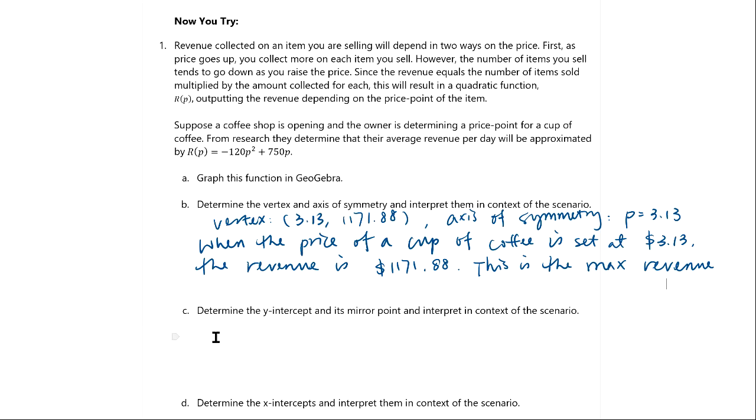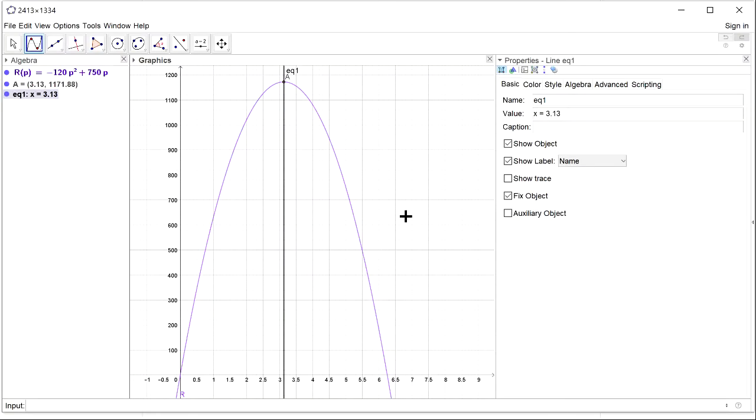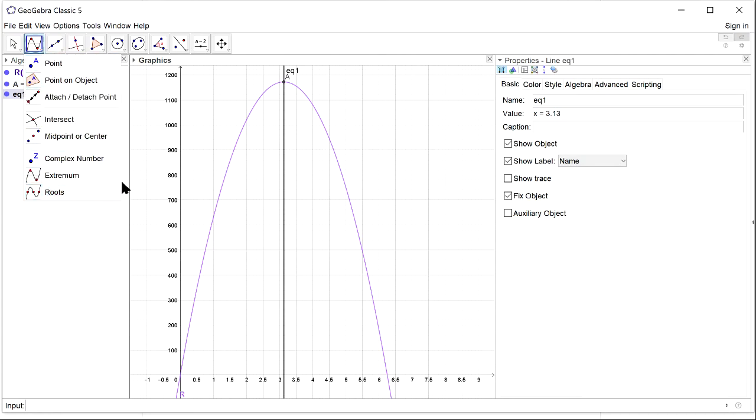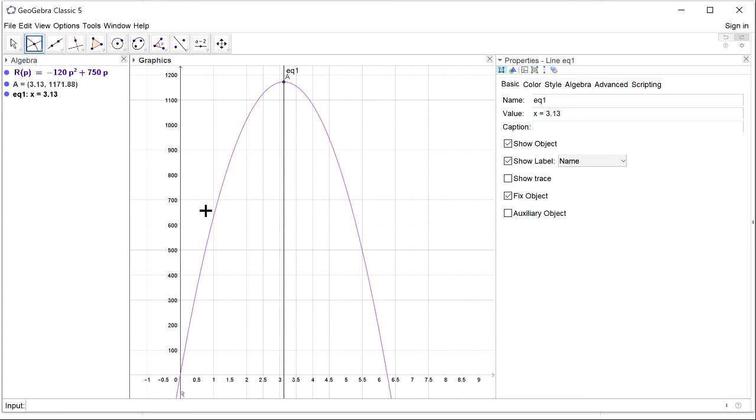And now if we want to look at part C, we want to determine the y-intercept and its mirror point and interpret in the context of a scenario. So looking back to it, we want to find the y-intercept, so we can use the function in GeoGebra that helps us find the intersect. So I'm going to select the parabola and the y-axis because it's a y-intercept, and you'll see this is a point B, which is 0, 0.